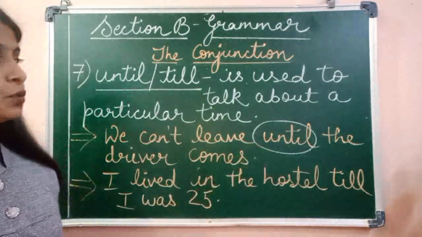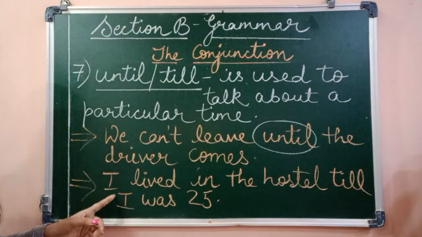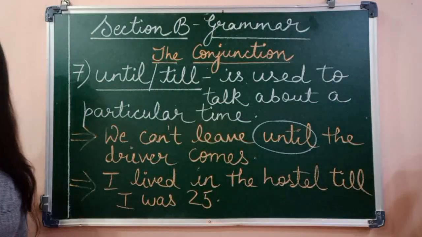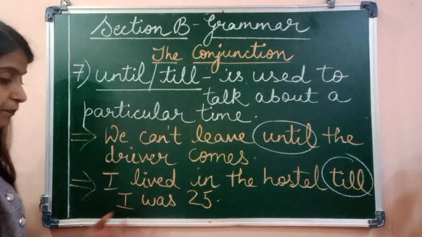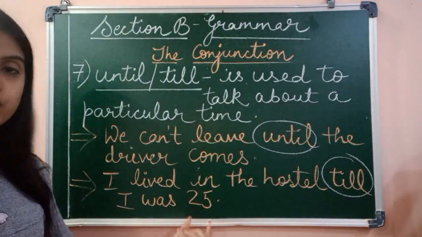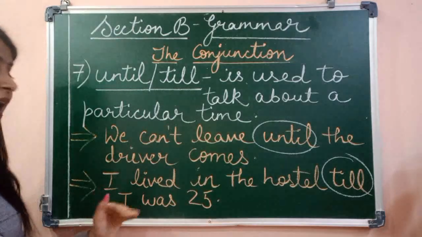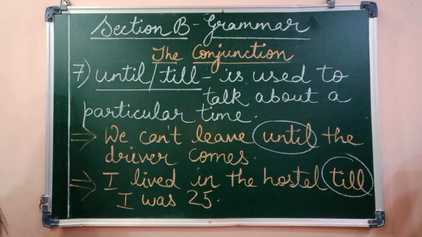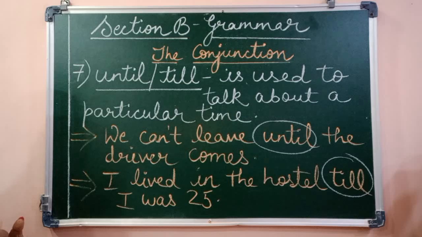So, until is used to specify a particular time, right? Second example says, I lived in the hostel till I was 25. So till I was 25 means by the time I was 25 years, I lived in the hostel only, right? So till or until means the same thing. They show a particular time.